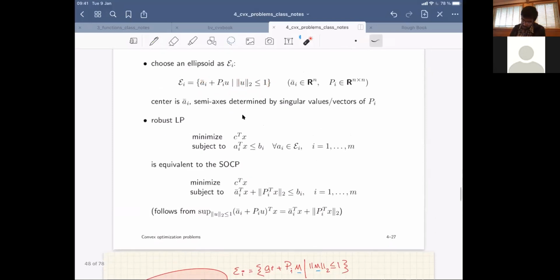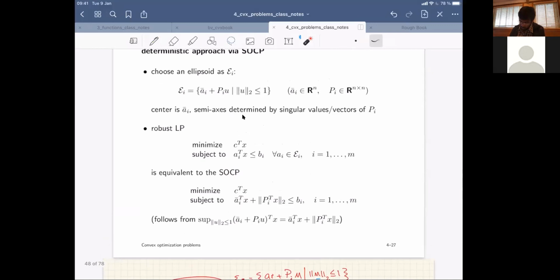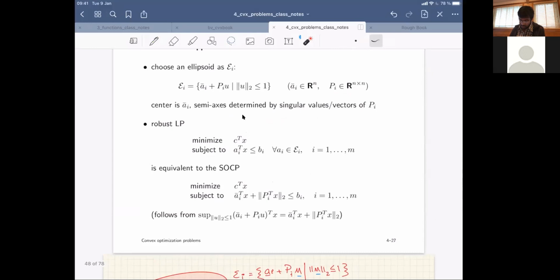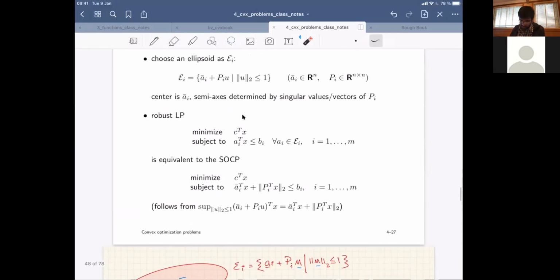Yes, so this is determined by singular values and singular vectors. The direction will be given by the singular vectors, and the length will be given by the singular values. Let's see how we can write this.